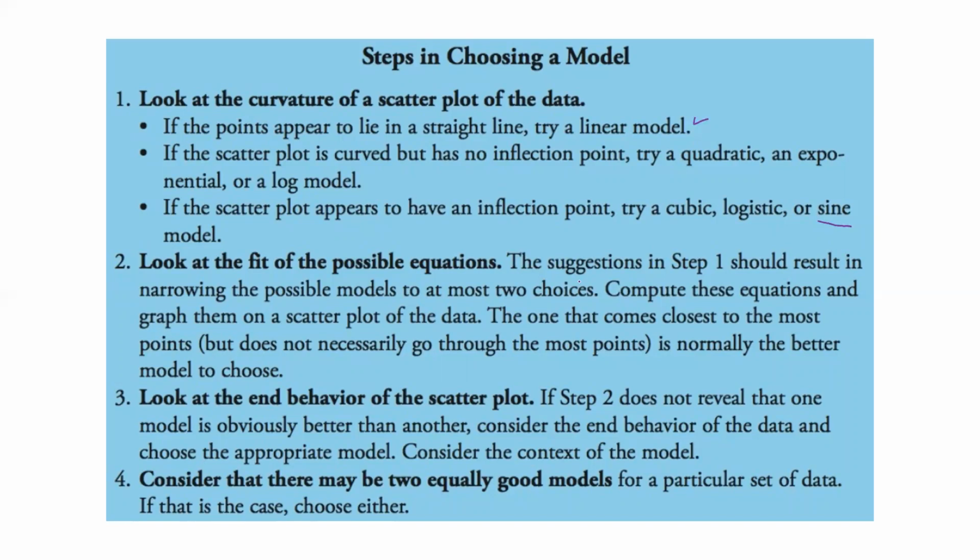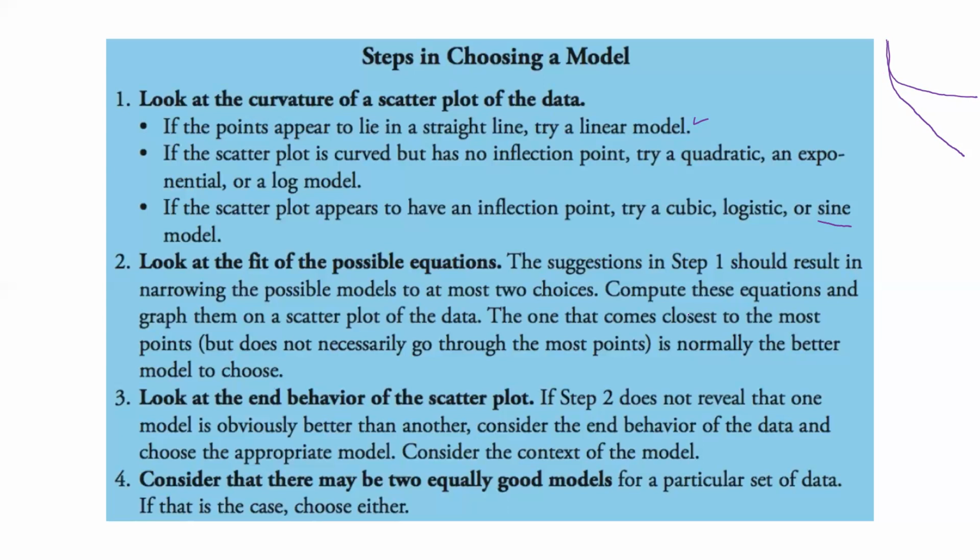Now we're going to look at the fit of the possible equations. Step one should result in narrowing the possibilities to probably two choices. If we're looking at quadratic, exponential, or log, we might have something that doesn't tail off going to 0. It might come down and just keep going down, so we know it's going to be either a log or a quadratic. But if we see that it tails off like this and the end behavior goes close to 0, then it's going to be either exponential or quadratic, because maybe over here, a little further, it actually goes up. So it usually gives us just two choices to compute.